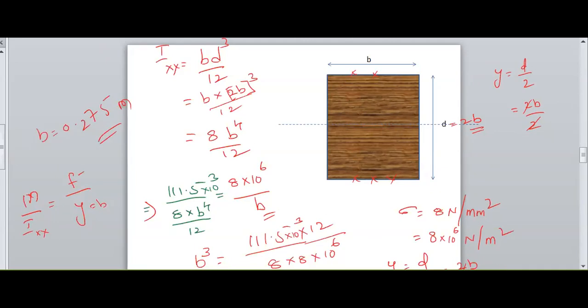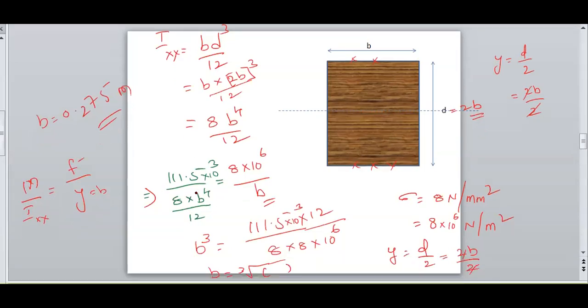Therefore, solving. So here, substituting all the values, M is a known value, and Ixx in terms of b, and stress is a known value, and y in terms of b. Therefore, here the unknown is only P.